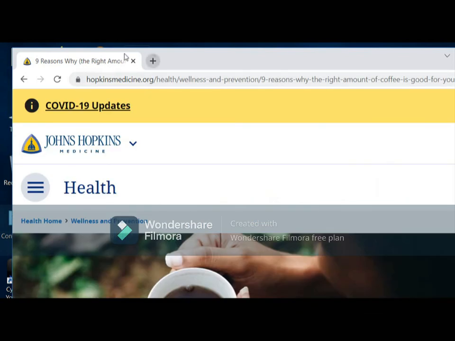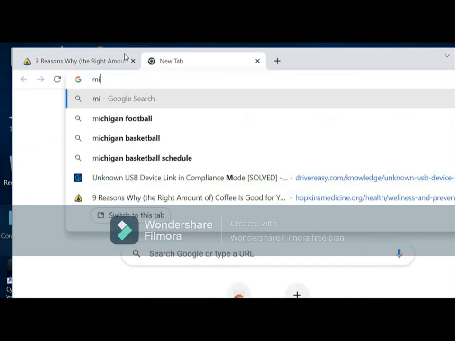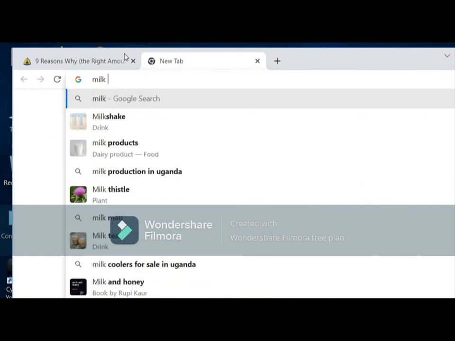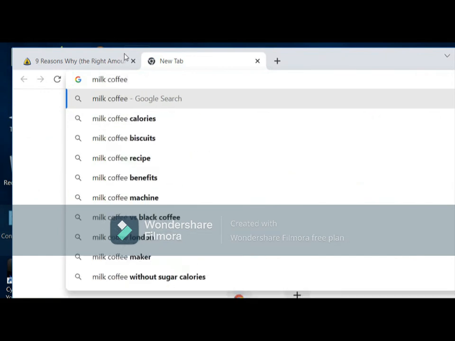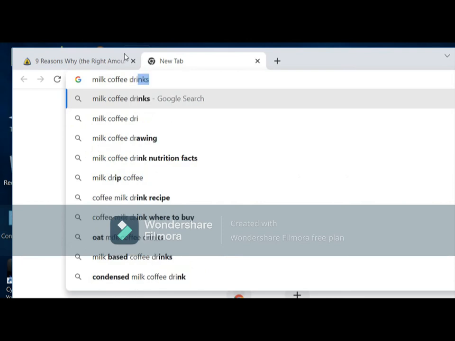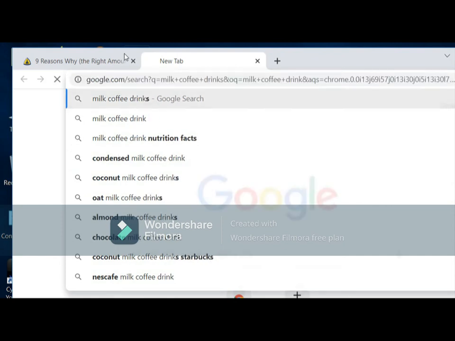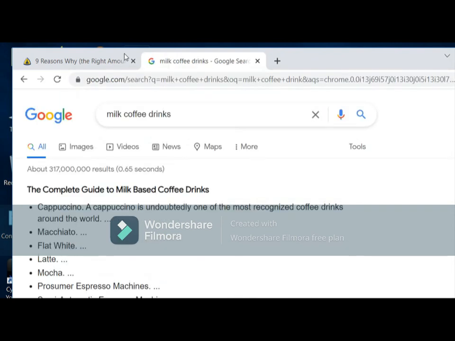You mix it in milk. Coffee mixed with milk. Coffee. Oh, it's a drink. Yes, it's advisable to take a complete guide to milk-based coffee drinks.